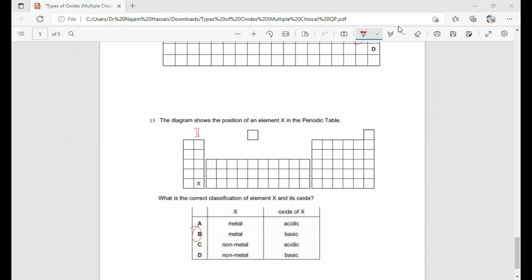So this is a quick review of Paper 1 MCQs from the past papers on the topic of oxides. I hope you understand the quick revision as per the topicals.